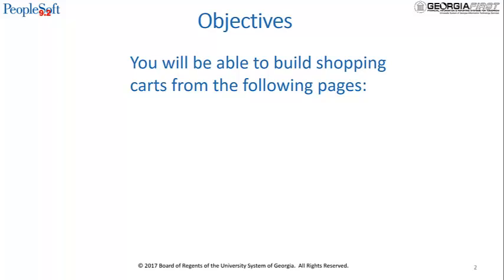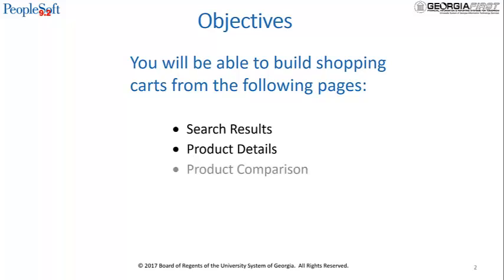When you have completed this course, you will be able to build shopping carts from the following pages: Search Results page, Product Details, Product Comparison, and Punch-Out Suppliers.